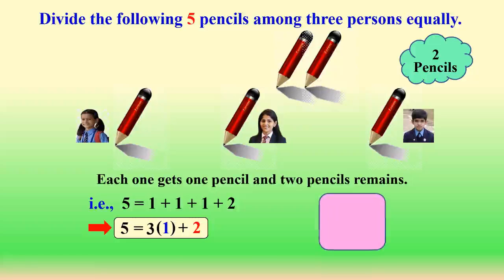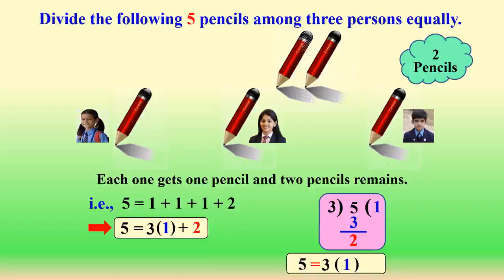General division of 5 by 3. 3 1s are 3, 5 minus 3, 2. This can also be written as 5 is equal to 3 times 1 plus 2. In both cases 5 is equal to 3 times 1 plus 2, where 2 is the remainder.